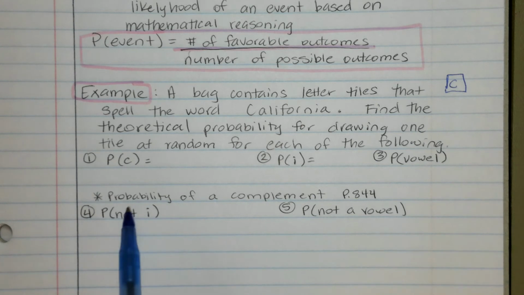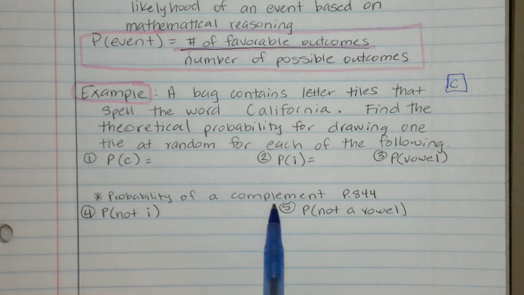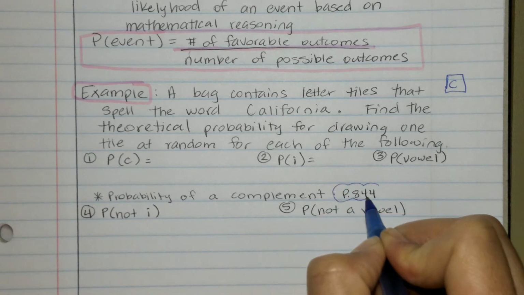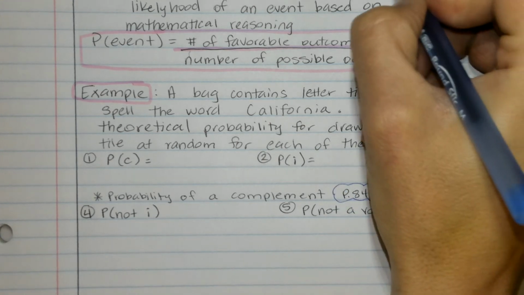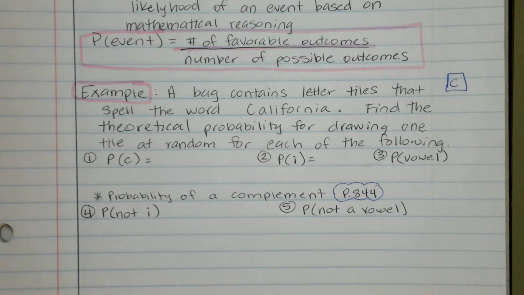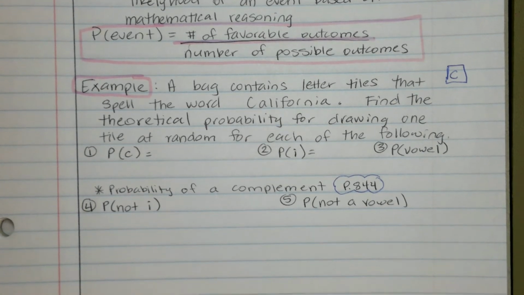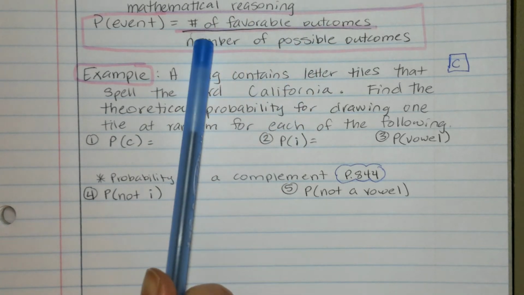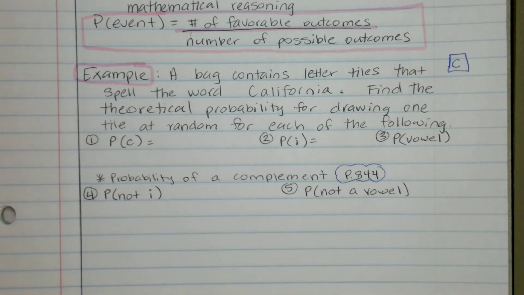And then one more thing I wanted to go over with you guys is probability of a complement, which is on page 844. So I'll talk about that when we get there. Okay, so copy that down, and we're going to go ahead and get started. Pause it if you're not ready yet. And again, we're going to be thinking of the number of favorable outcomes divided by the number of possible outcomes.